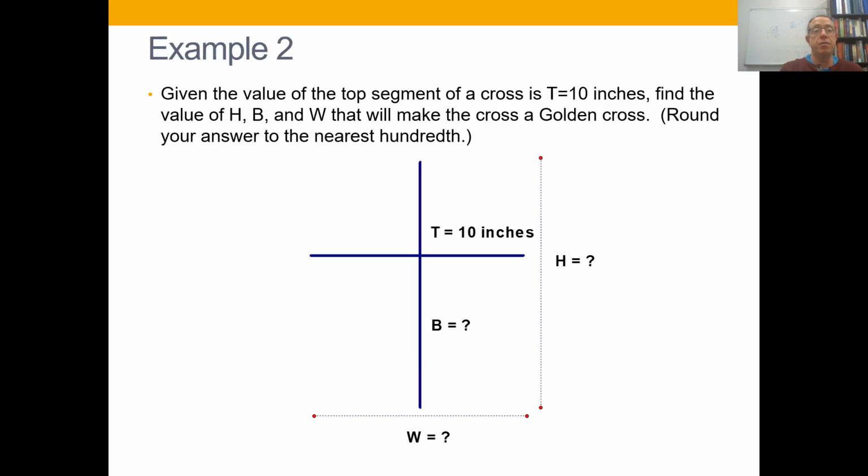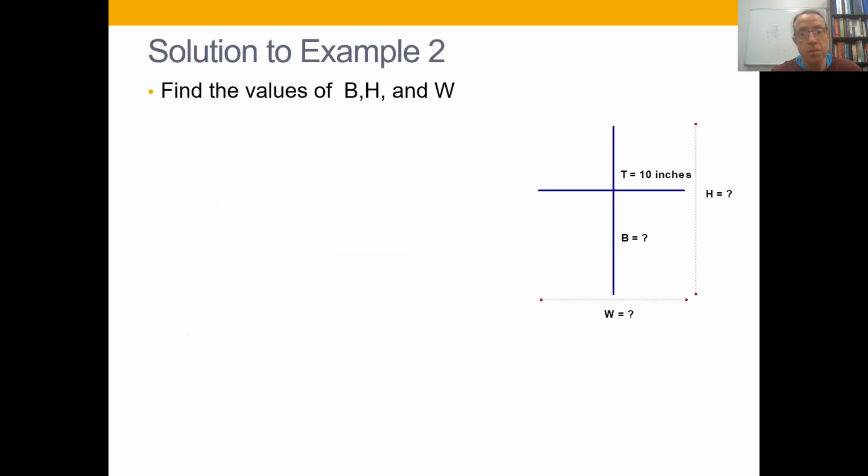All right, next one. This is the one where we have to find the missing values. Given the value of the top segment of the cross is 10 inches, we're going to find the values of H, B, and W that will make the cross a golden cross. As you can see, we're going to round to the nearest hundredth. So here I've got the cross again.